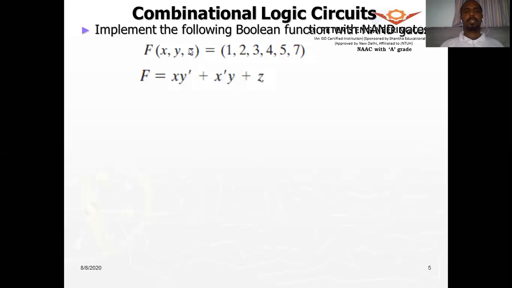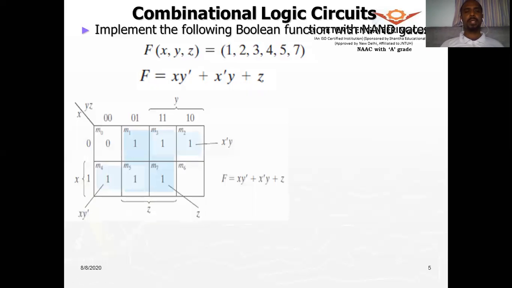Okay, so this function can be written by simplifying, by using the Karnaugh map. You will get this expression: x complement, or x complement y, or z. So this is a function. So we can realize this. So that's what we have shown here.